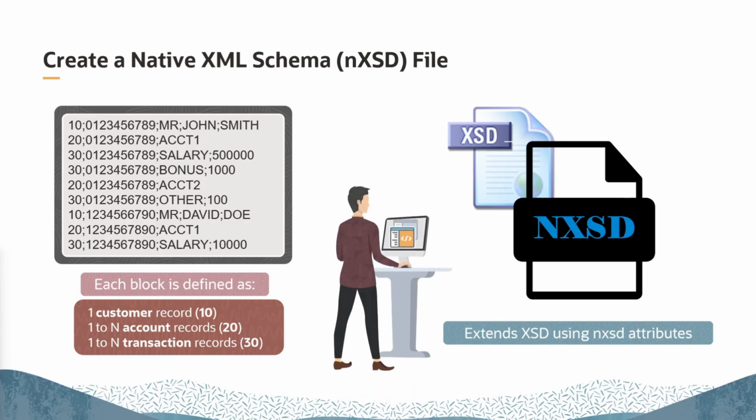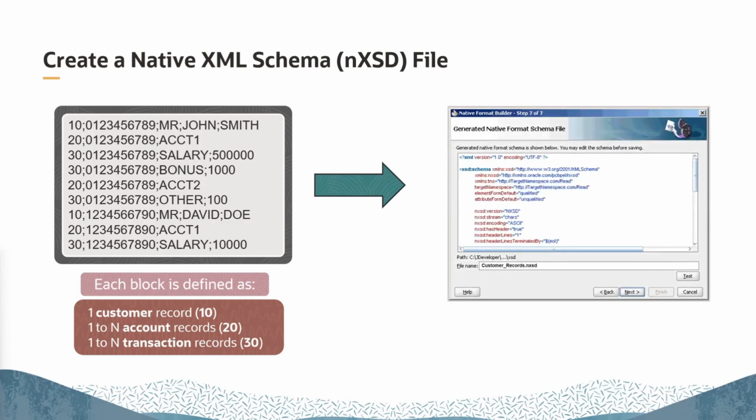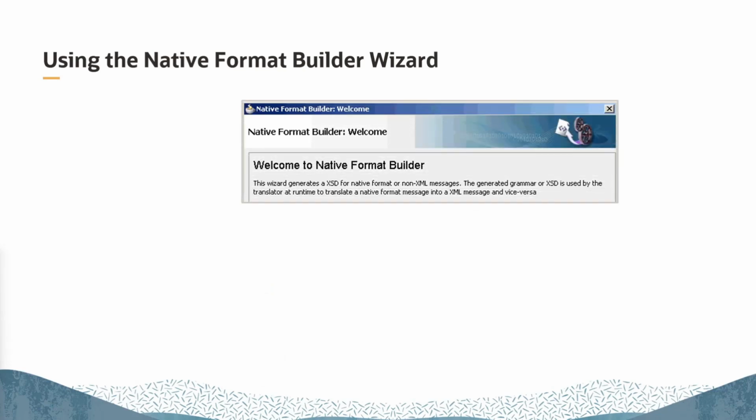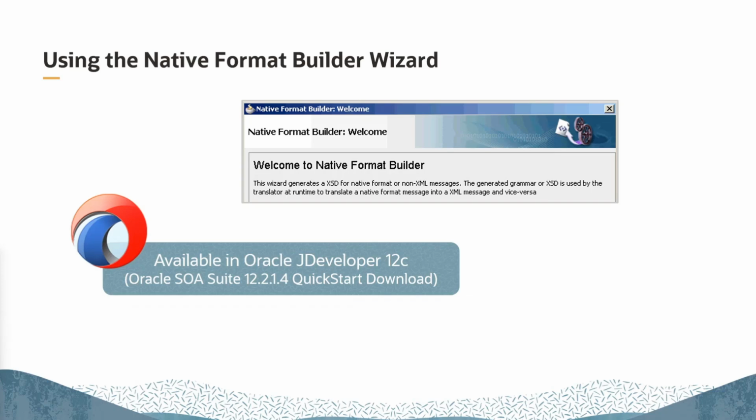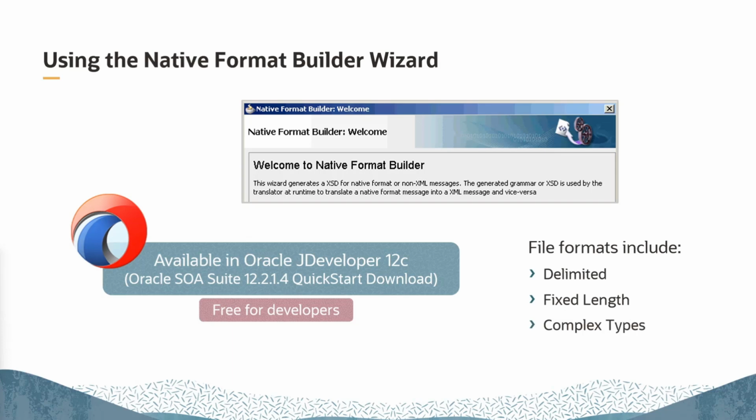So while you could learn how to create this file manually with an XML schema editor, a better option is to use a tool to help generate this file. Which brings me to the native format builder, which is included in JDeveloper when you download the on-premises Oracle SOA Suite installation. Now, this is free to use for development, so you don't have to be concerned about any licensing costs. The native format builder wizard guides you through the creation of a native schema file from almost any content format, delimited, fixed length, as well as more complex files that have records with multiple delimiter types.